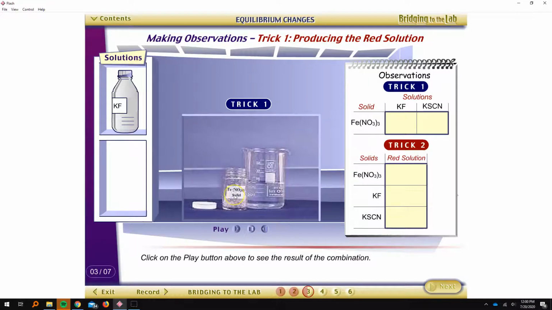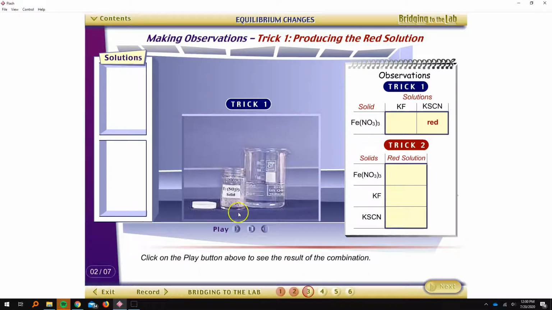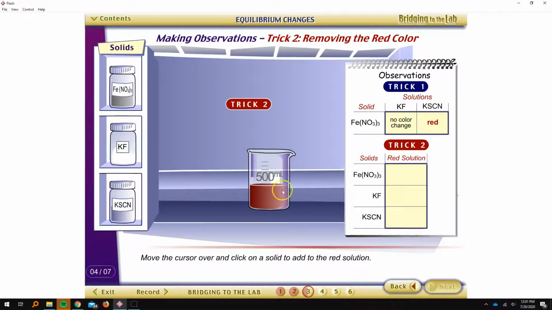So let's try this one. Alright, here's the iron. And let's see what happens. Oh, so it made a red color, so that's what we were looking for, right? What about this guy? Let's click on this guy. We had solid to KF, no color change. So it can't be this combination of that and that. It's got to be this and that. So you're going to write that in your observations on trick 1. And let's click on trick 2. Here's the red. Remember this trick 2, we start red, and then we're going to add something to make it turn clear. So what about this one?